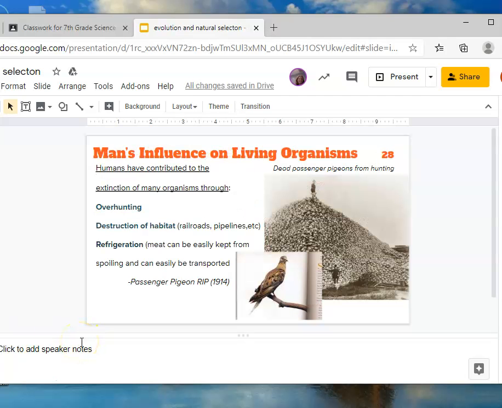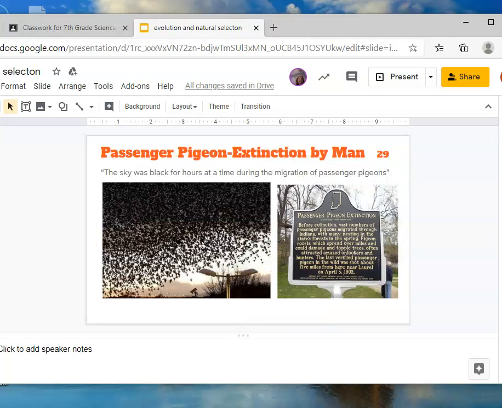Man's influence on living organisms. Humans have contributed to the extinction of many organisms through overhunting and destruction of habitat. An example is railroads and pipelines going through lands, which have changed how animals have evolved. Refrigeration: meat can be easily kept from spoiling and can be easily transported. And we have the passenger pigeon, which is extinction by man.